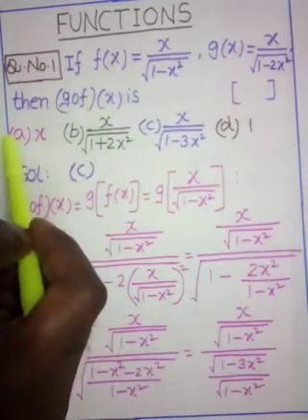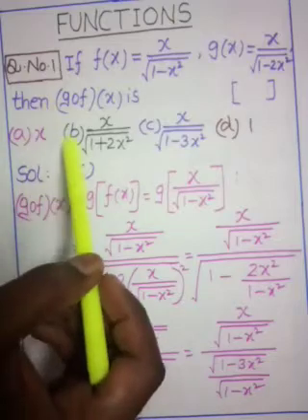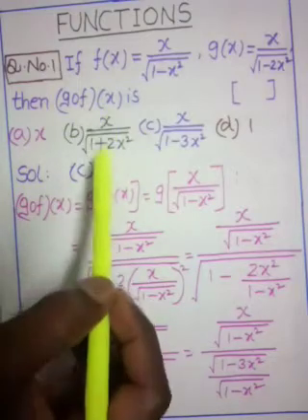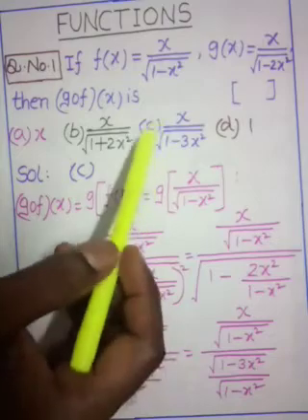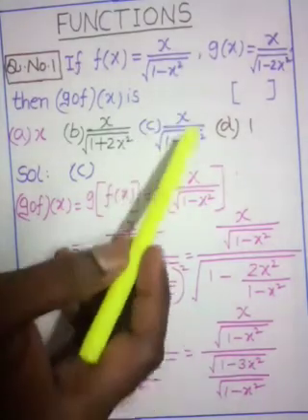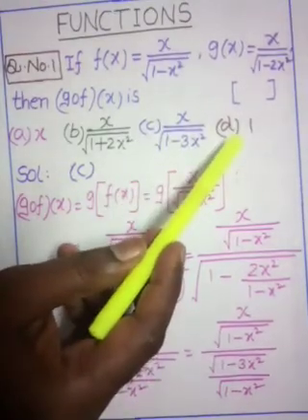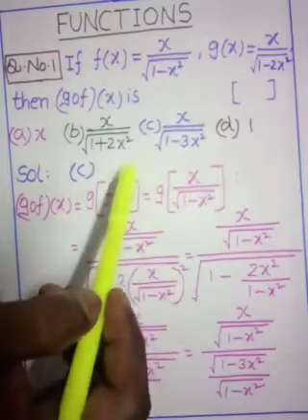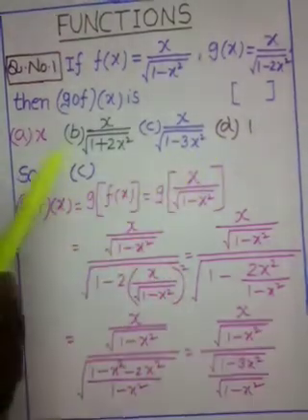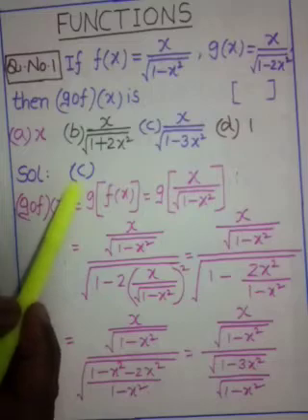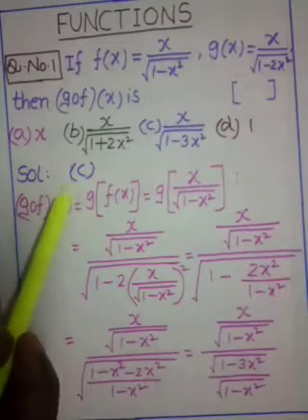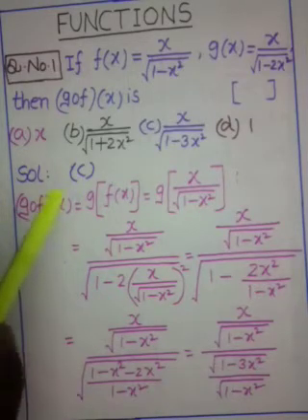Here options. First option is x. Second option b x by root of 1 plus 2x square. Third option is x by root of 1 minus 3x square, and fourth option is 1. Okay, my children. Now, out of these four options, third option is correct. Let us see the detailed explanation.